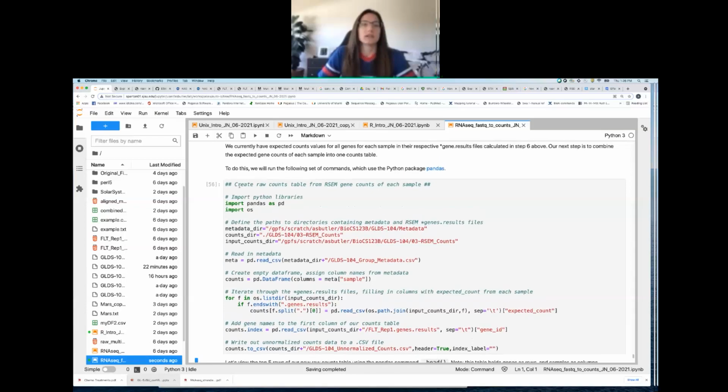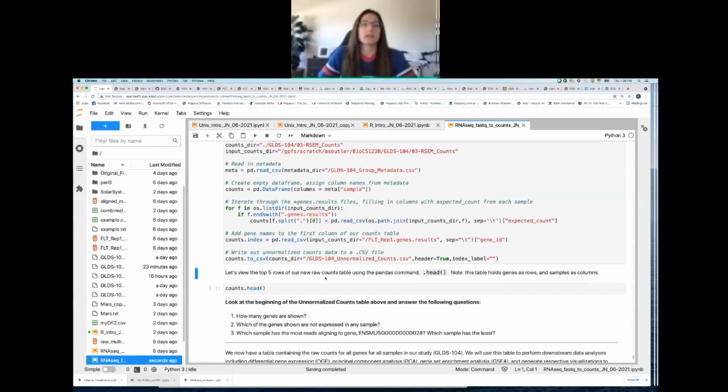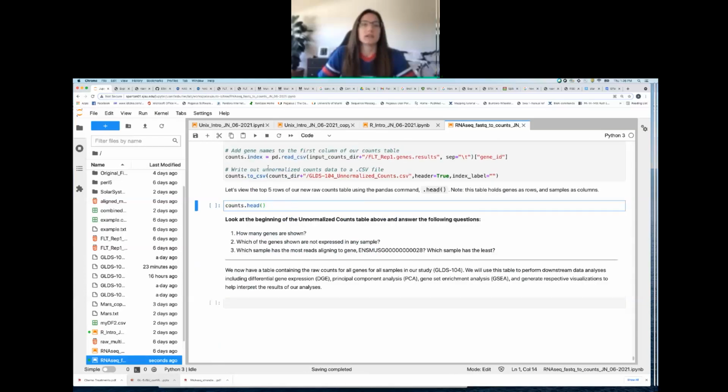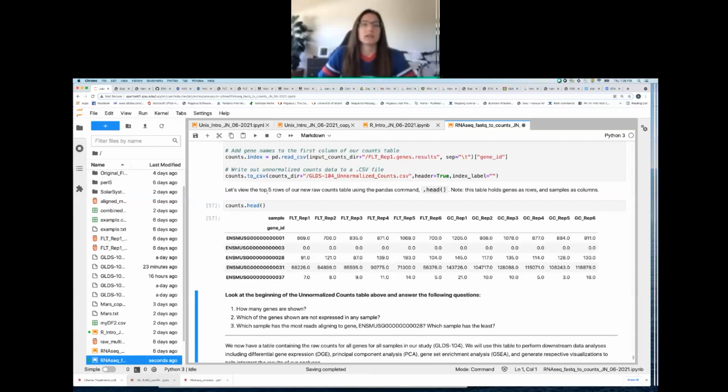Is there anyone who hasn't finished running this code block? So once it's complete, you'll have a number here on the left in these brackets. Okay, so I assume all you guys ran it. Let's take a look at the table that we just created now. So go ahead and run your head command. And you should see the table that was created.